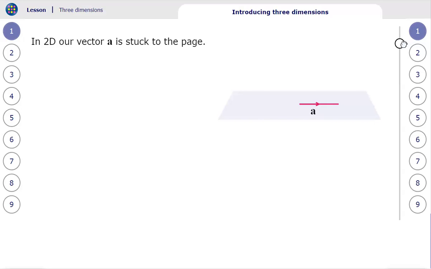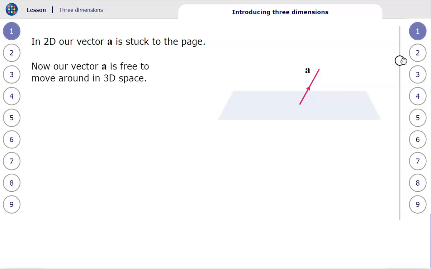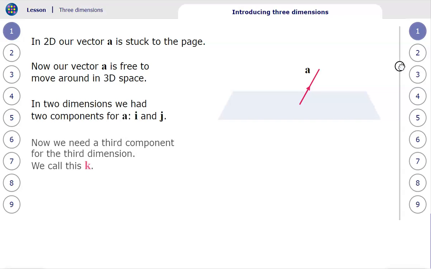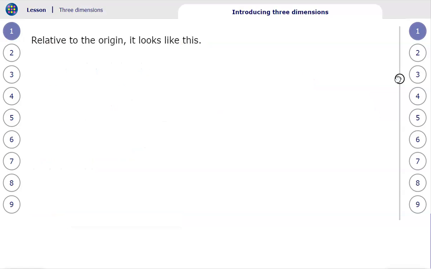So here's our 2-dimensional vector stuck in a page. We need to bring it out of the page in order to make it a 3-dimensional vector, and we add to the components i and j a third dimension, which is the letter k. In terms of axes, we bring in a third axis, so I now deal not just with the x and y axes, I also deal with the z axis.